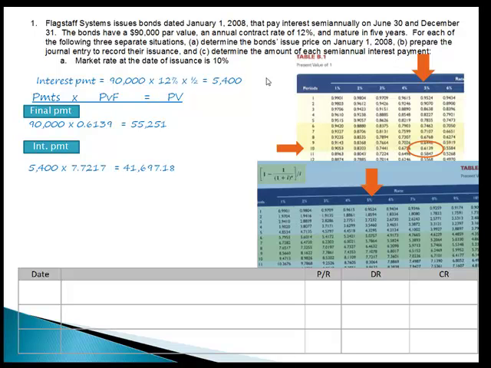Again, 5% because we're using half the market rate of 10%. Our present value factor for the annuity is 7.7217. So 5,400, the interest payment, times 7.7217 is 41,697.18. Add those two together, our total present value, or our total selling price, is $97,204.18. Ask yourself, does that make sense? We're paying 12%. The market, everybody else, is paying 10%. We're able to upcharge our bond, right?